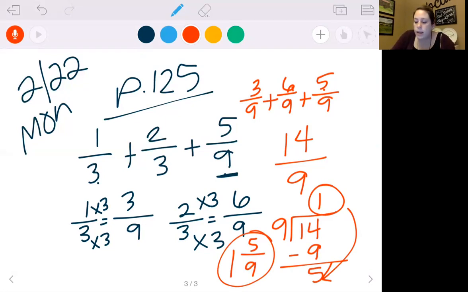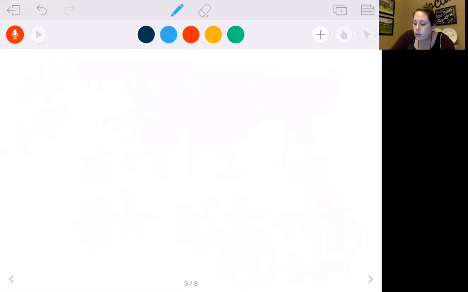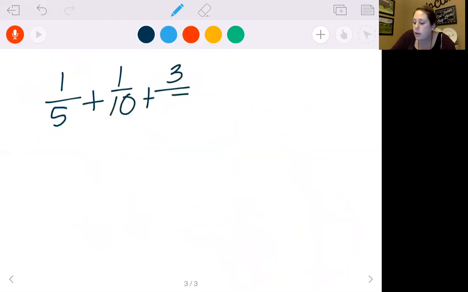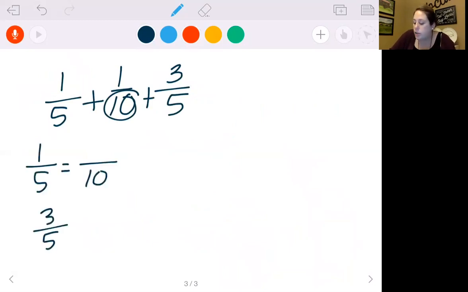So let's do another one. Let's do 1/5 plus 1/10 plus 3/5. As you see on this one, I have that 10 right there. I can change 1/5 to equal something over 10 and 3/5 to equal something over 10. 5 times 2 is 10. 3 times 2 is 6. 5 times 2 is 10. 1 times 2 is 2.